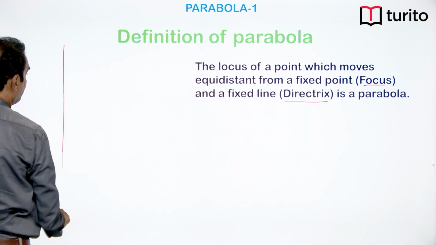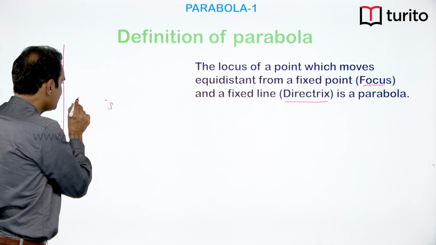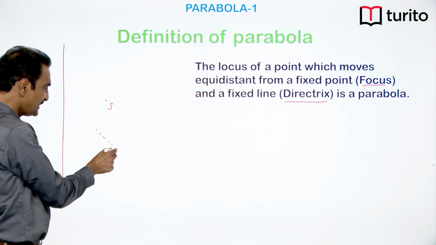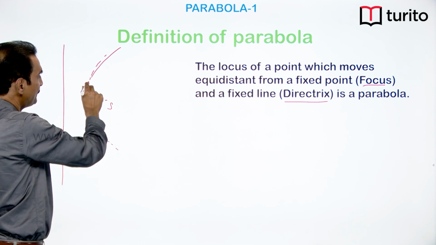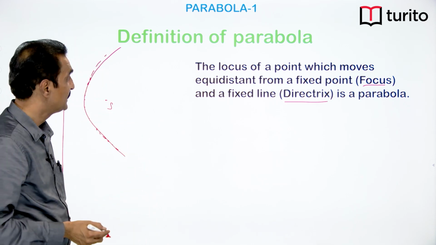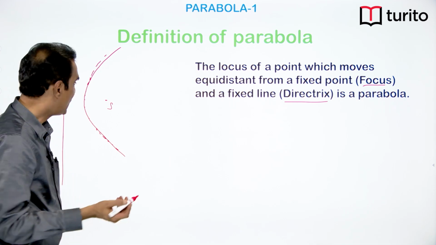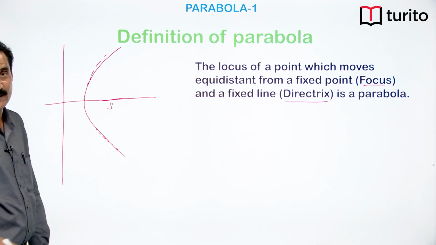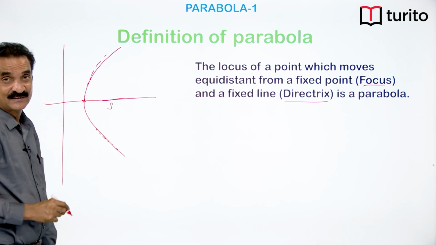If you take a fixed point and a fixed line, take all points which are equidistant from both, like this. This distance must be equal to this distance and join them. You are going to get a curve which is called parabola, and this fixed point is focus, fixed line is directrix, and as we have already discussed, if you draw a line through the focus perpendicular to the directrix, it is called axis, and this point is called vertex.